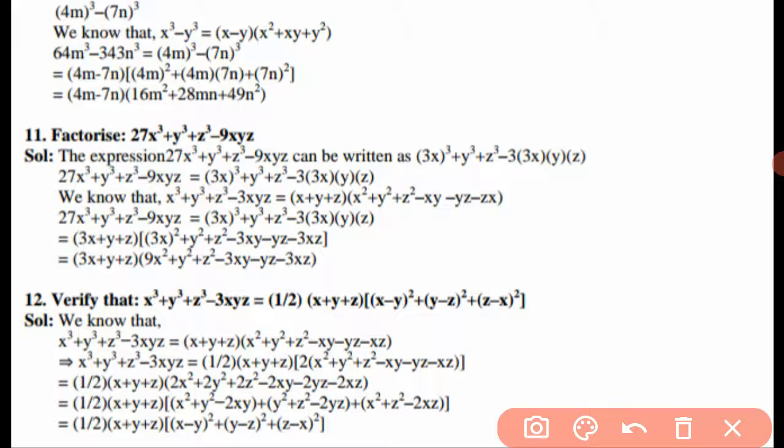So here first we will use the identity x³ + y³ + z³ − 3xyz equals (x + y + z)(x² + y² + z² − xy − yz − zx). By solving it and expanding it, we can solve, and by solving we can prove it. In this way you can do this question.